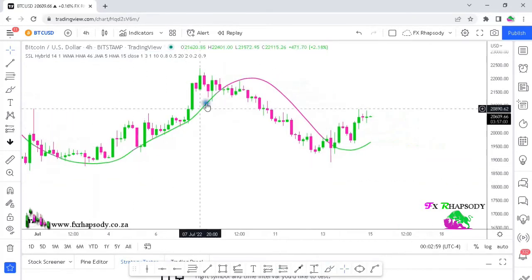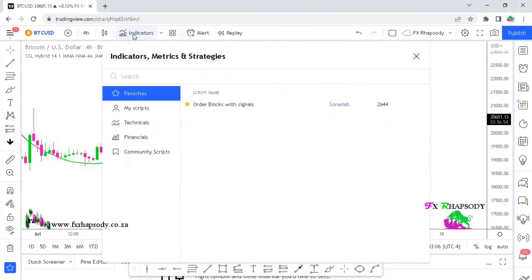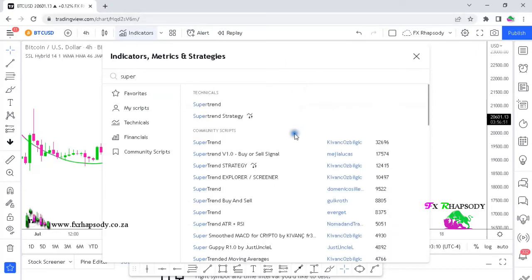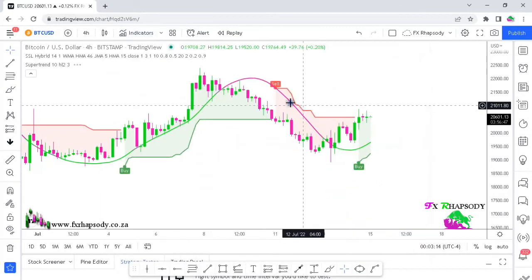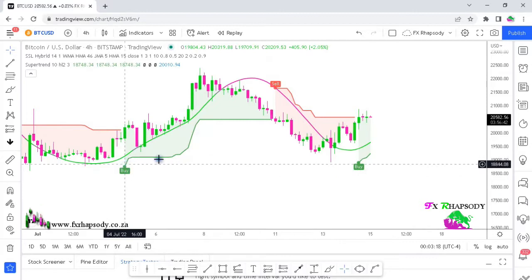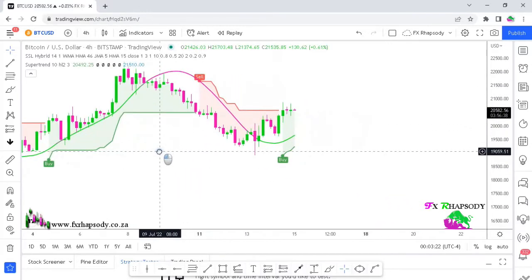The next indicator we're going to add to the chart: click on indicator, and then you type in super trend. So we're going to be taking super trend, and then that will appear. Super trend takes a trend and gives you a buy and a sell signal. It looks at the trend of the market and gives you buy and sell signals where it enters.